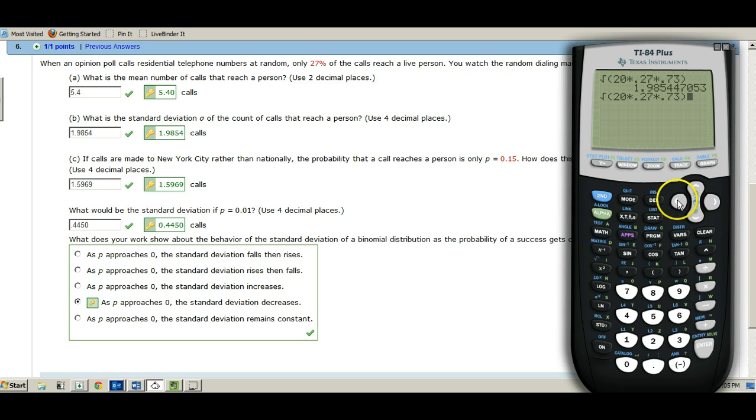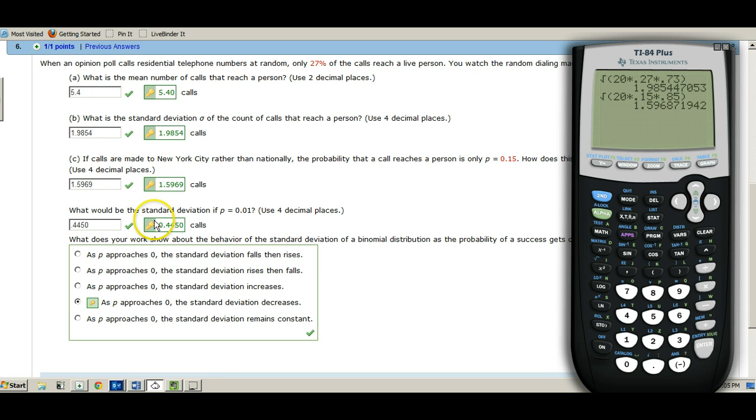Okay, I just wanted to remind you, you can press second and enter will bring up the same thing, and now we can just use our arrow keys and go over here and edit that, and we're changing the 27% to 0.15. So 1 minus 0.15 would be 0.85, and there we get our answer of 1.5969 to the nearest 4 decimal places.